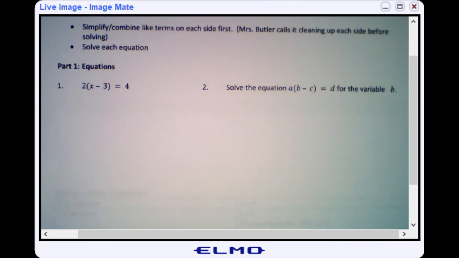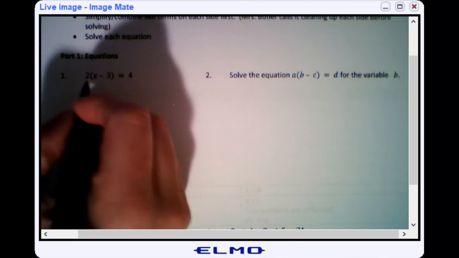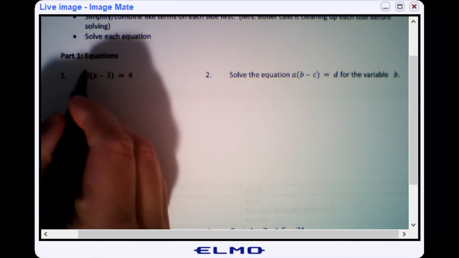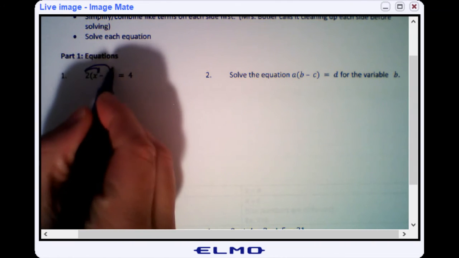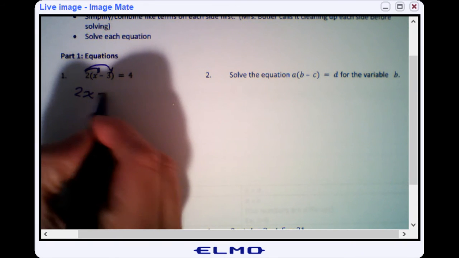For number 1, I've got 2 times the difference of x and 3 equals 4. Because of the parentheses, the first thing I'm going to do is clean up that side. So I'm going to distribute. I'm going to do 2 times x, which is 2x, and 2 times a negative 3, which is negative 6.